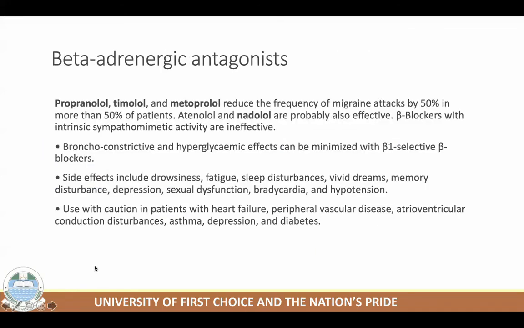Now, talking about beta-adrenergic antagonists that are useful, propranolol, timolol, and metoprolol reduce the frequency of migraine attacks by almost 50% in half of patients. Okay, atenolol and nadolol are probably also effective, but they have not been approved for use in prevention.